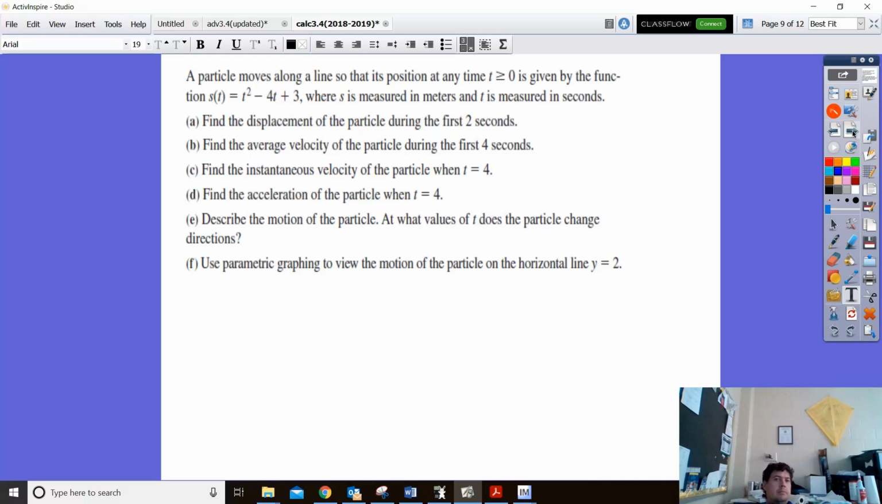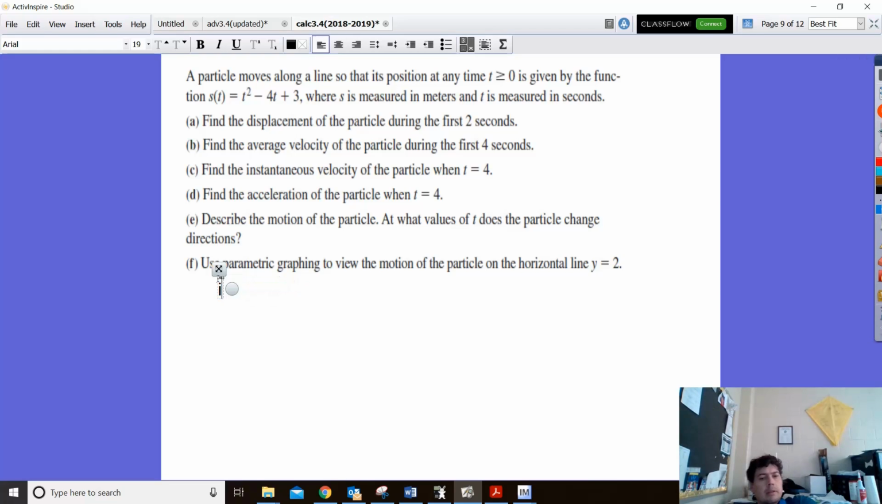Anything interesting in this one? I don't think so. It does have this one at the bottom. It says use parametric graphing to view the motion of the particle on a horizontal line y equals 2. I haven't talked about parametric graphing with y'all. So if you see anything about parametric, ignore it. Something I cut out. I might talk about it at a later date.